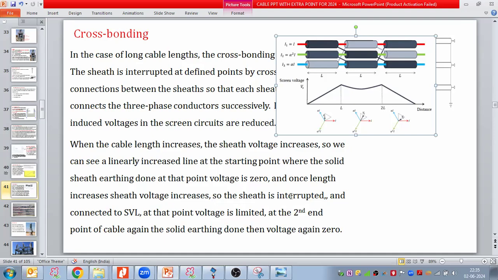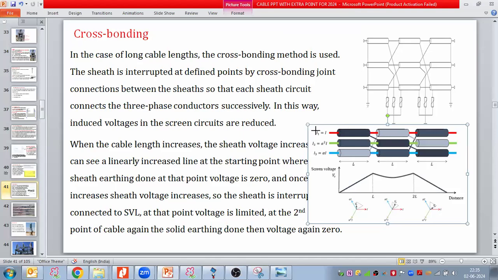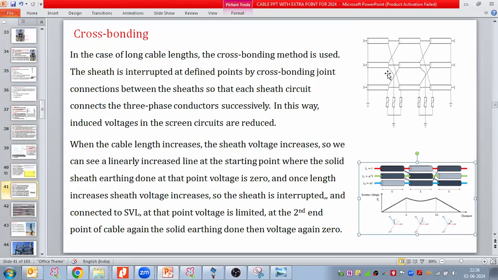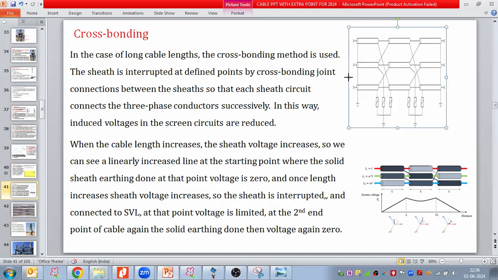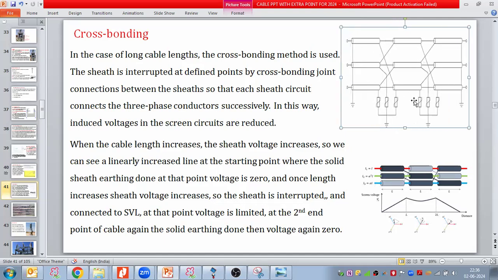So the sheath is interrupted and connected to SVL, SVL, and SVL. At that point, the voltage is limited. At the second end, the last end point of the cable, solid earthing is done again. Then the voltage is again 0, right? Am I clear about the cross bonding? Yes, sir.